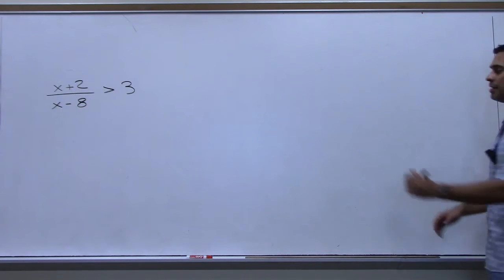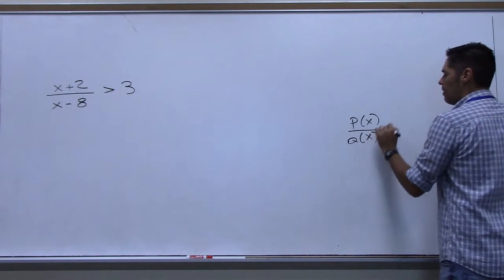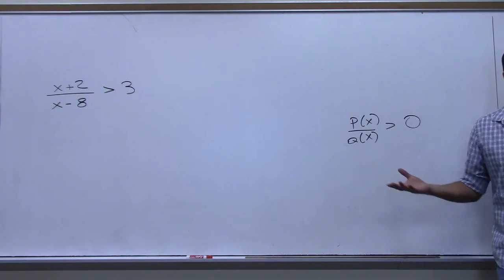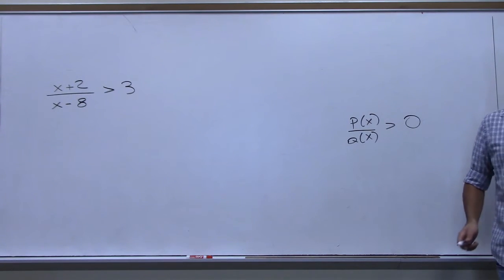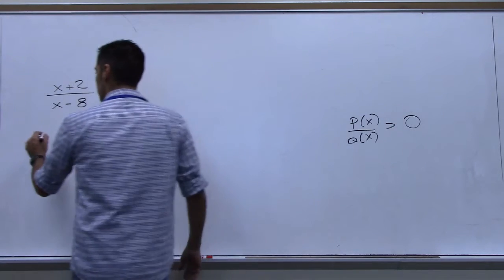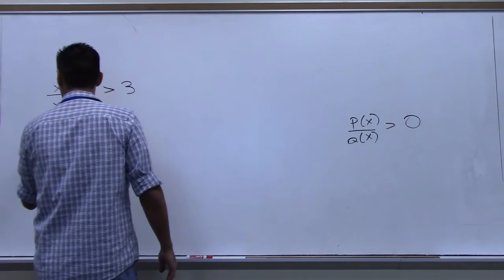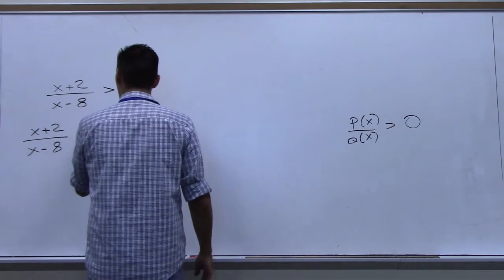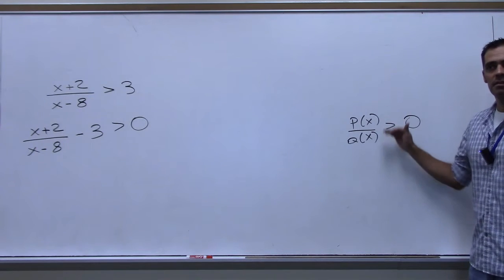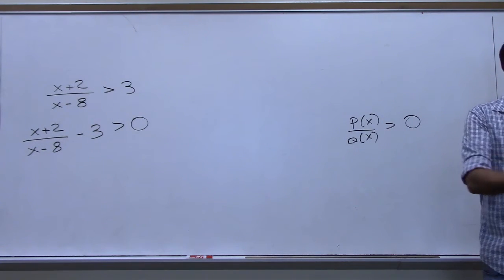Okay, so we have to get it to look like this. We have to have P of x over Q of x and then greater than 0. We have to have this in order to use this procedure. So I have a 3 over there. I can't have a 3, so I have to subtract 3 on both sides. But when I subtract 3 on both sides, I cannot combine it with the fraction that's over there, can I? Not yet. And it doesn't look like a polynomial over a polynomial. So I have to get a common denominator.